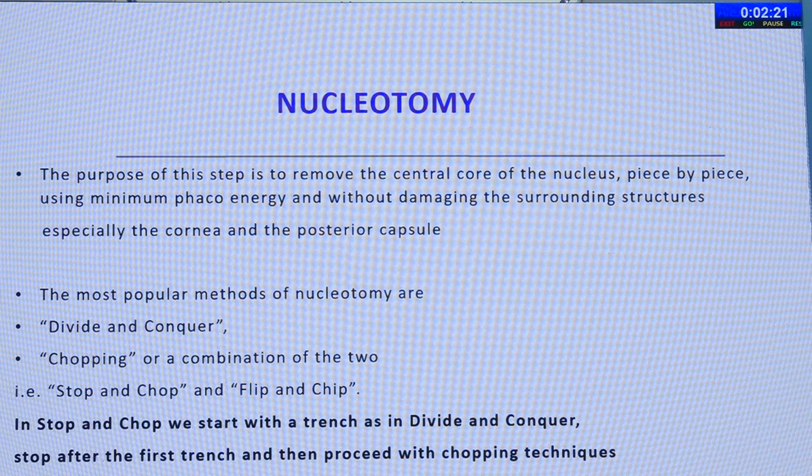Okay. So the purpose of nucleotomy is basically that the central core of the nucleus is to be eaten up piece by piece without damaging the cornea and the posterior capsule. The most common methods are divide and conquer and chopping methods, or a combination of the two. Nowadays we are using stop and chop, where we start the first trench like divide and conquer, but we stop there, we rotate the nucleus and we start chopping with the different chopping techniques.